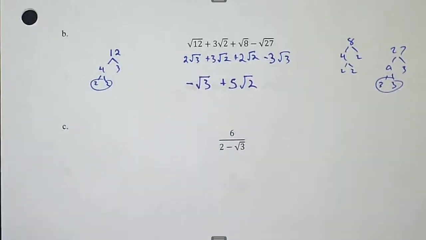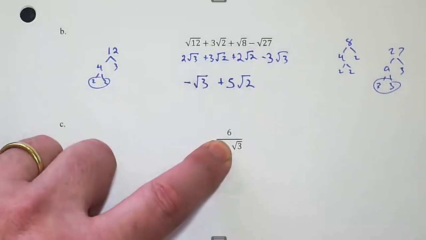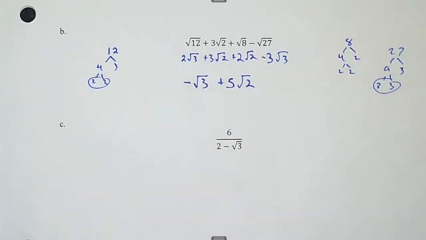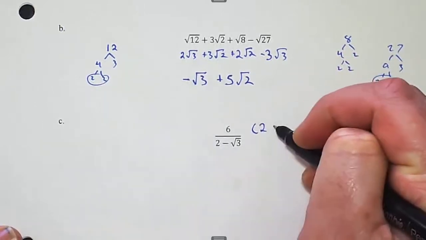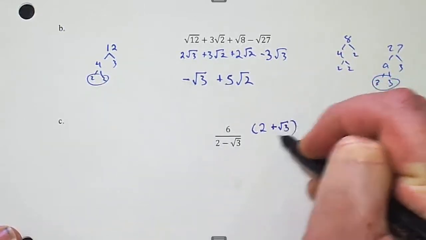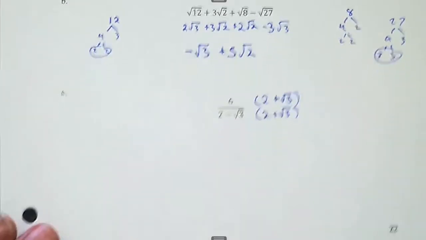Okay, on letter C. Hopefully someone remembers how to do this. Anybody got an idea? If this was just 6 over root 3, I would multiply by root 3 over root 3. I got to multiply by the conjugate. Same thing we saw when this was an imaginary number. I have to multiply by 2 plus root 3. So I'm changing the sign in the middle. Was a minus, now it's a plus.